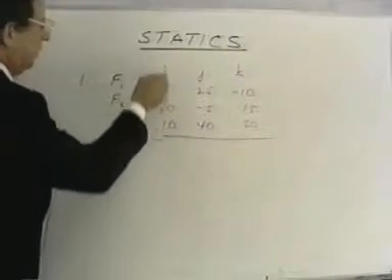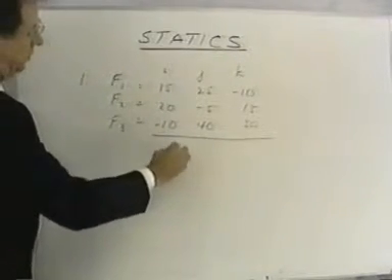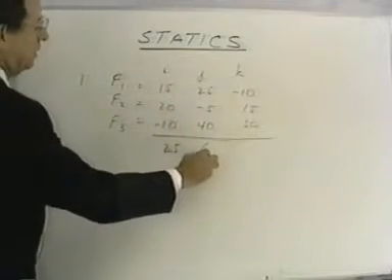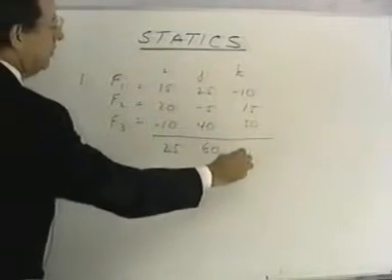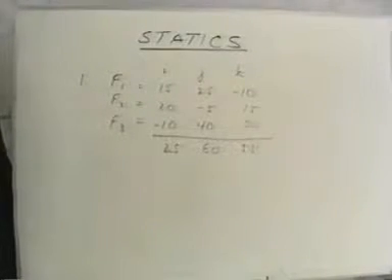But we can also go ahead and add these up, and we find that under the I we have these three components, which would give us a net of 25. This one would give us a net of 60. This one would give us a net of 55. So the answer would be that the resultant force is equal to 25I plus 60J plus 55K acting through the point 3, 6, and 4.